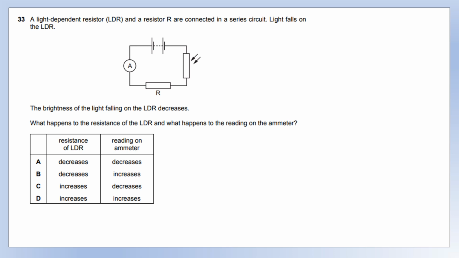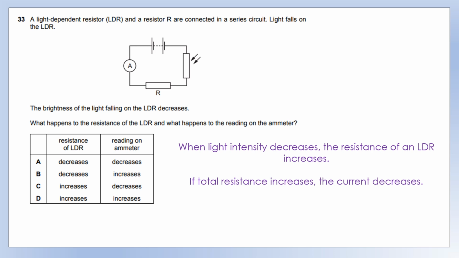Okay, so if it gets darker, the resistance of that LDR is going to increase. So it's got to be C or D, and that's going to cause the current to decrease because we've got a bigger resistance applied across the terminals of the power source. So we can see that it's going to be option C.